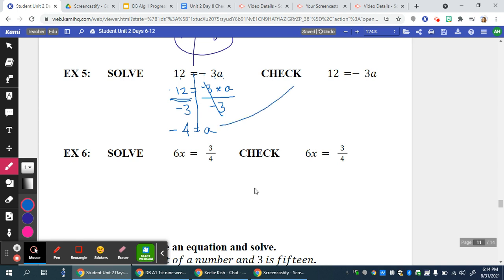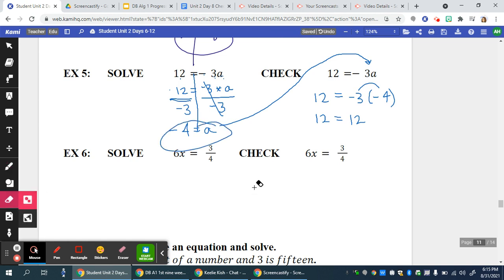Now we plug and chug. Figure out, are we correct? 12 should equal negative 3 times negative 4. Distribute the negative 3. 12 equals, a negative times a negative is a positive. 12 is equal to 12. A is equal to negative 4. Went a little crazy with that circle. There we go.